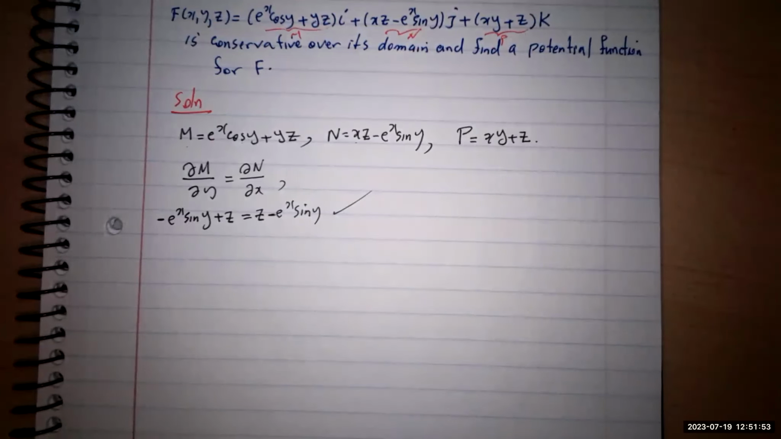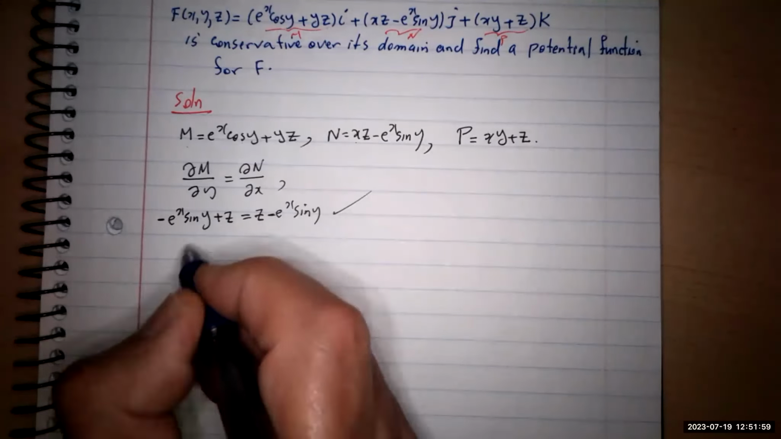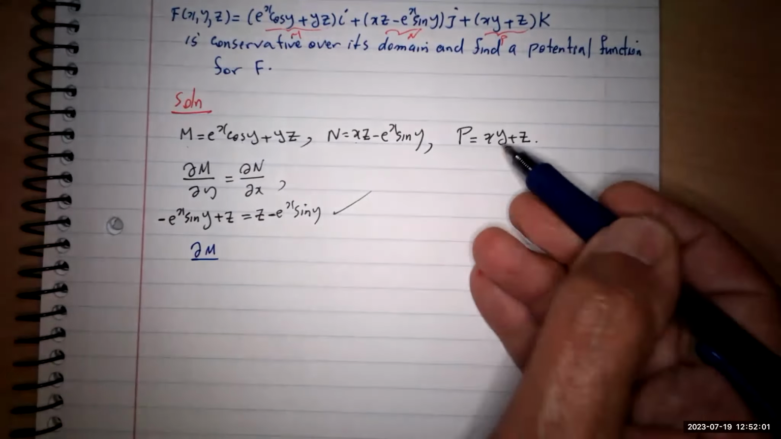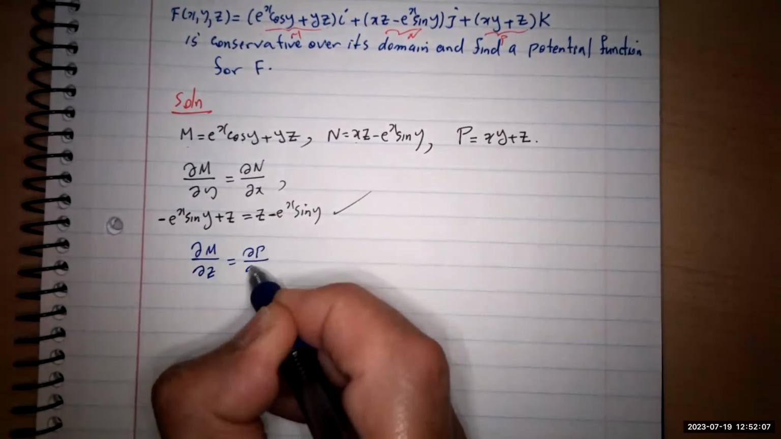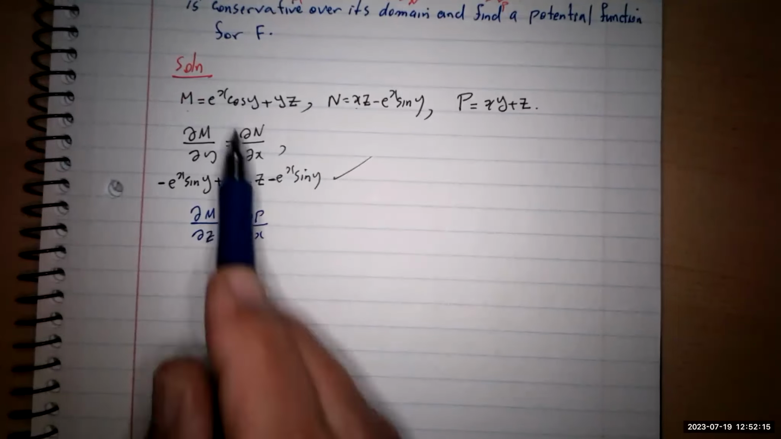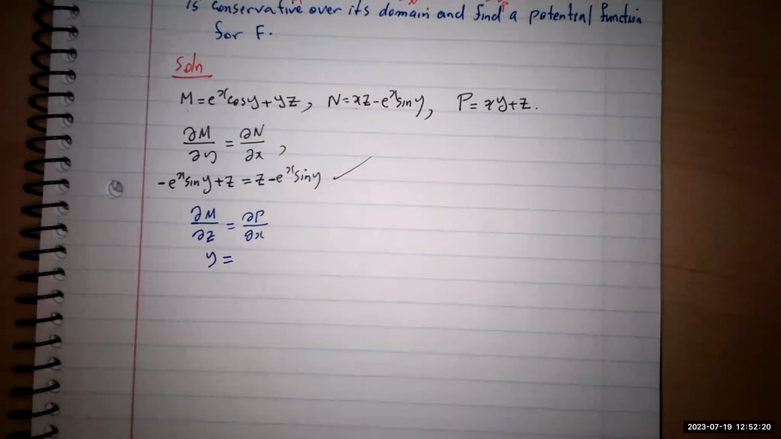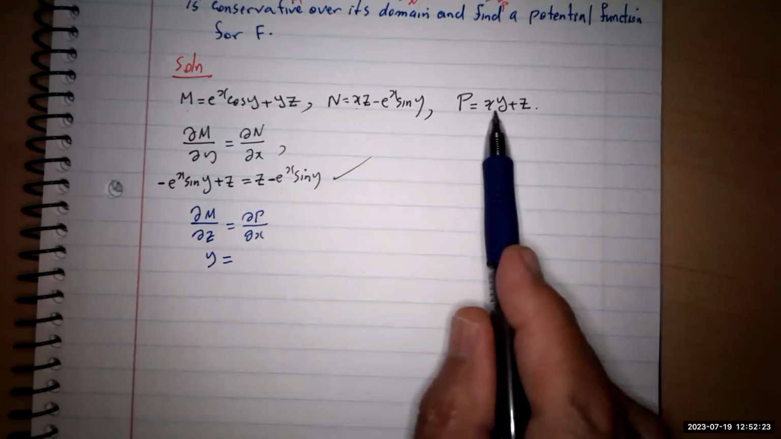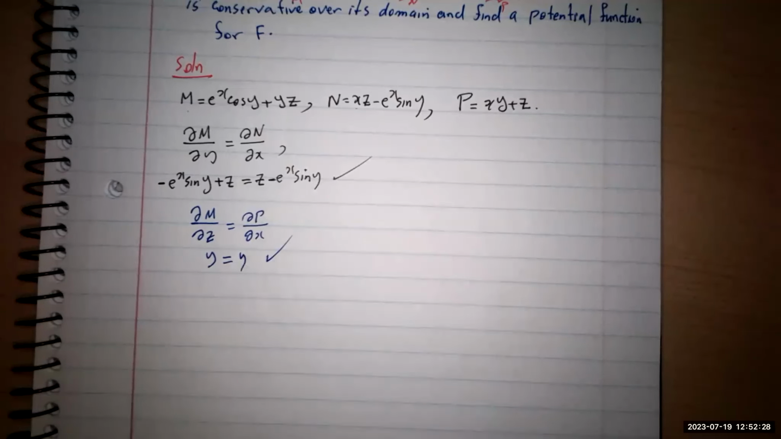Okay, any question? Second one, I compare the M to the P. So I should check the partial of M with respect to z, since P is in the z position, equal to the partial of P with respect to x, since M is in the x position. With respect to z, this gives me y. With respect to x, the derivative of xy is y. So that is satisfied.